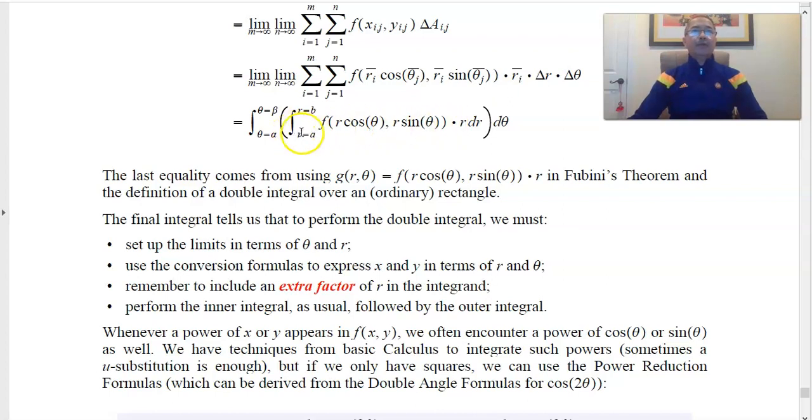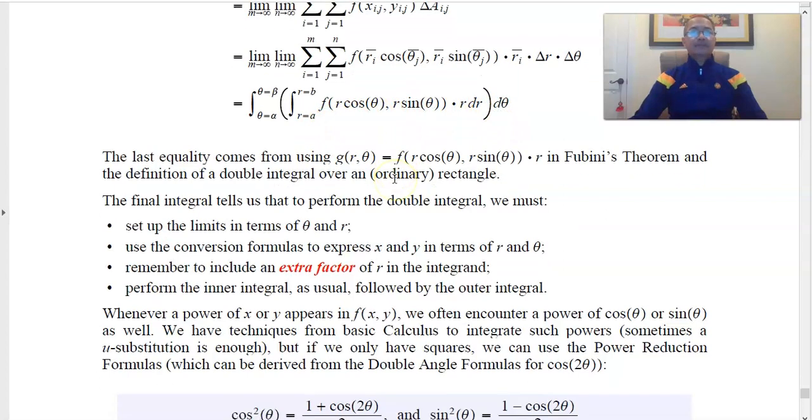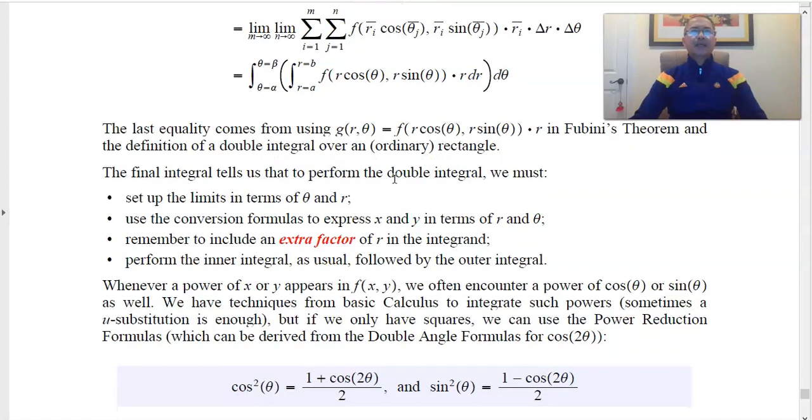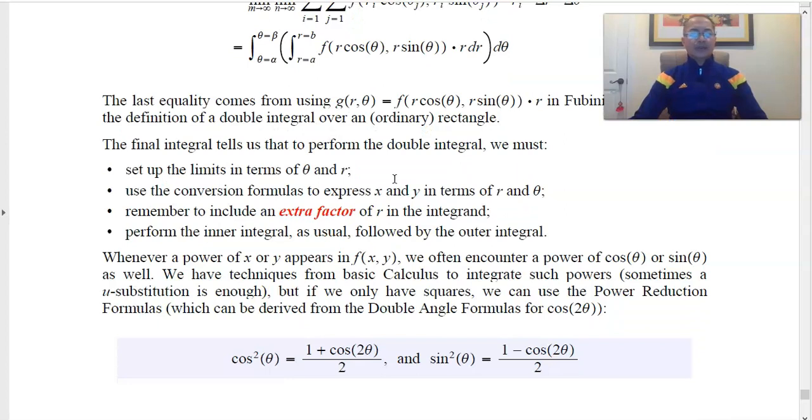And as usual, perform the inner integral first, and then after you plug in the endpoints, you will get only cosine theta and sine theta, and you can now compute the outer integral. Okay? Now, if you see x squared, y squared, xy, you will see cosine squared, cosine cubed, same thing with sine, okay? When you see powers of x and y, right?